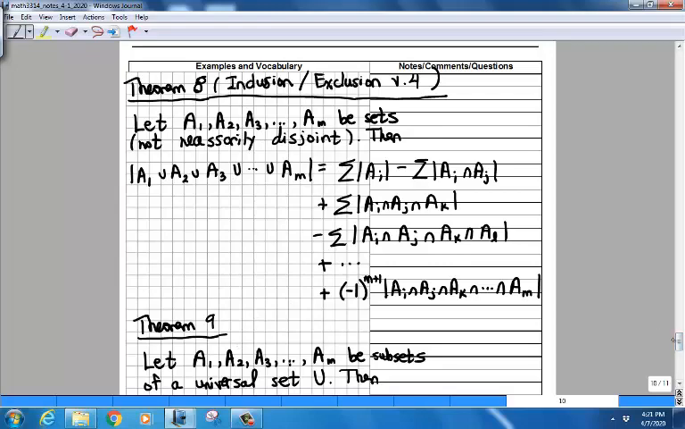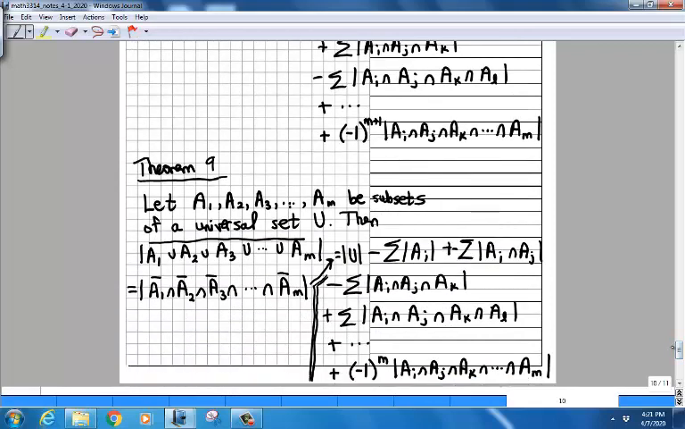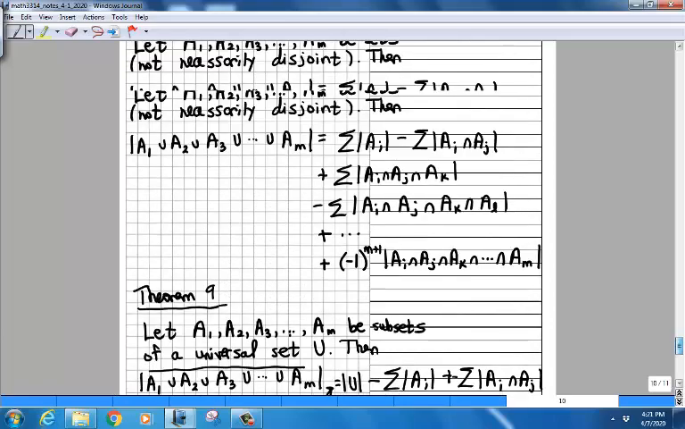All right, now in Theorem 9, I've got this theorem restated in terms of complements, just like we restated the earlier versions of inclusion-exclusion in terms of complements. But I don't want to look at this complement theorem at the moment, although it's easy to understand. It's very similar to our prior complement theorems. Theorem 9 comes directly from Theorem 8. But let's look at an application of Theorem 8.